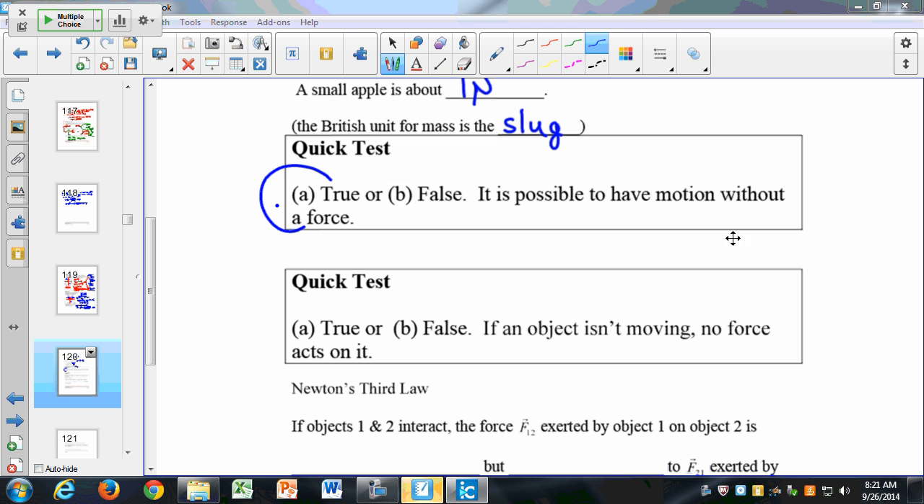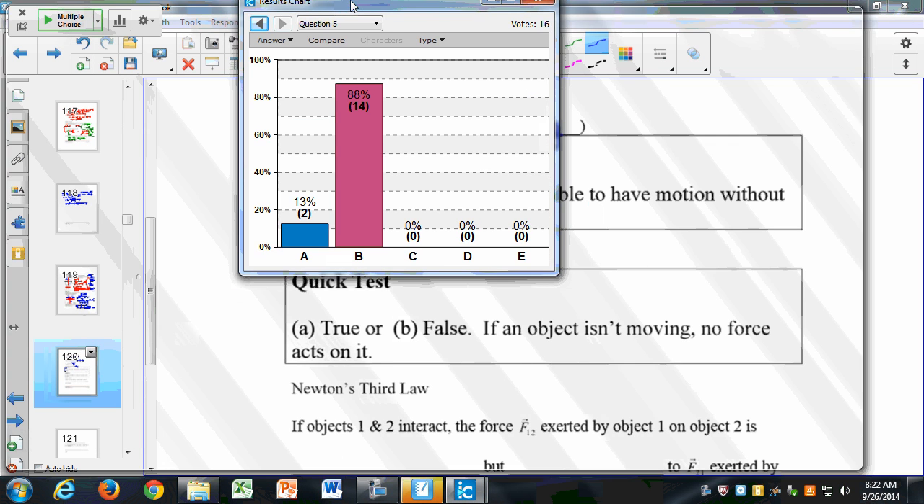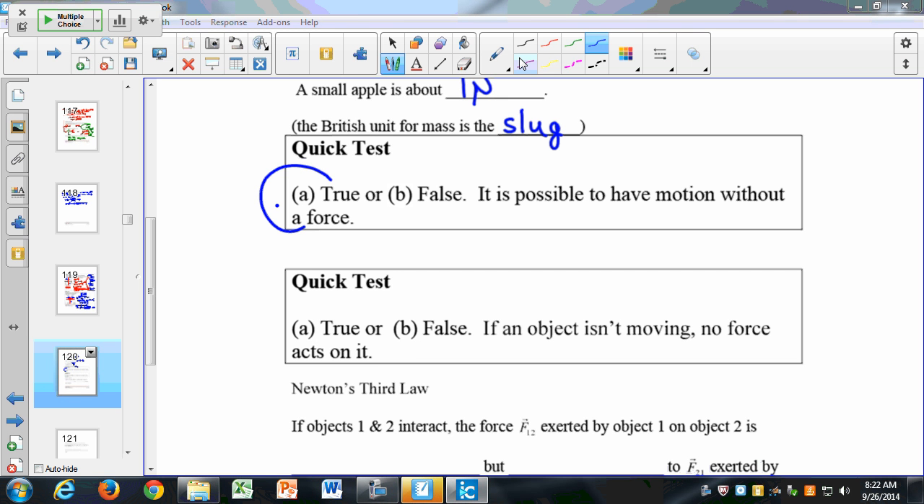If an object isn't moving, no force acts upon it. That is, if an object is stationary, no force acts upon it. Is that statement true or false? Is it necessarily true or false? All right, so a few more seconds. Okay, B is right. Very good. All right, so if an object is stationary, no force acts upon it, that's false.